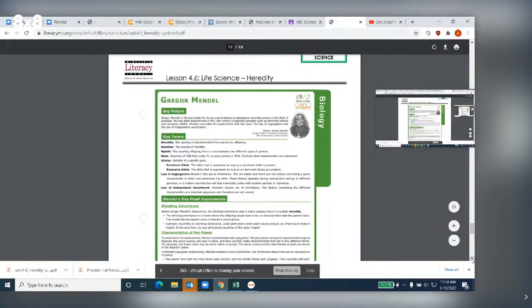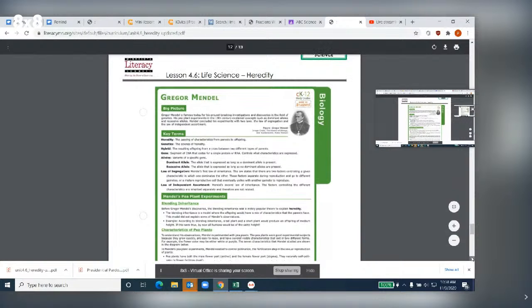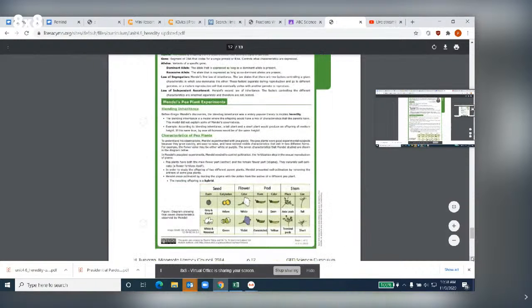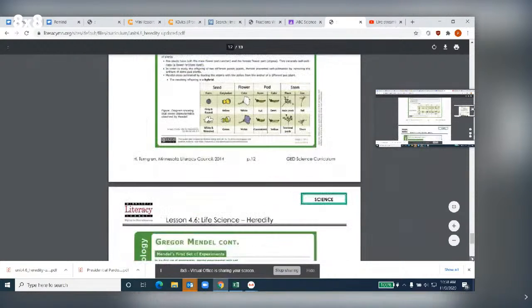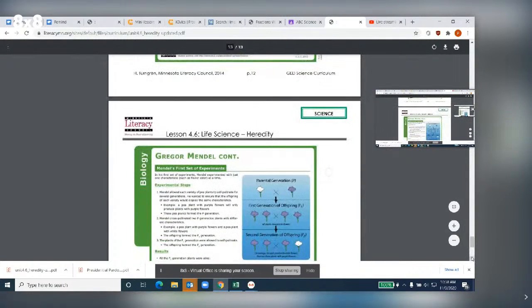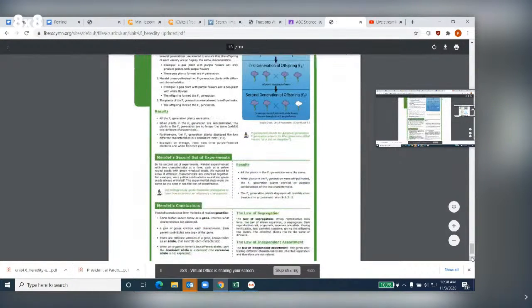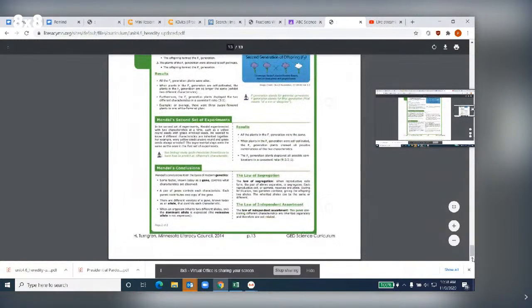And this talks about kind of his experiment a little bit. You don't necessarily need to know this, but Mendel's name might be mentioned on the test, and it's just about heredity. So you can just kind of look this over, and this talks about some of the experiments. This talks about his results, and this is another experiment. So it just talks about the 2 experiments that he did.